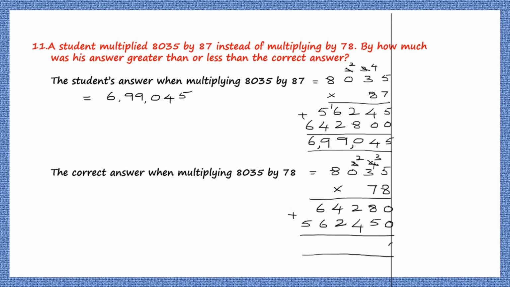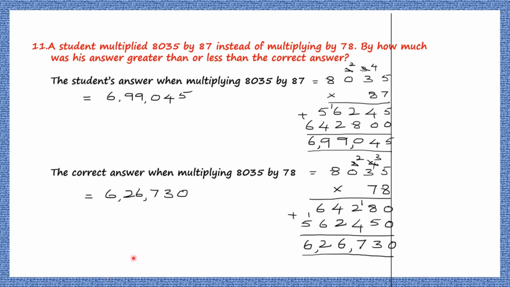So now let's add up these two and see what we get. Okay, so we have 0, then 8 plus 5 is 13, carry 1, 2 plus 1 is 3, 3 plus 4, 7, 4 plus 2, 6, 6 plus 6 is 12, carry 1, 5 plus 1 is 6. So 6,26,730. So let's write that. 6,26,730 is the correct answer.